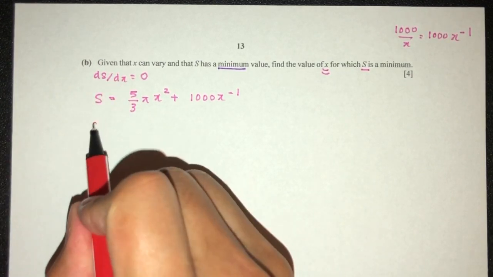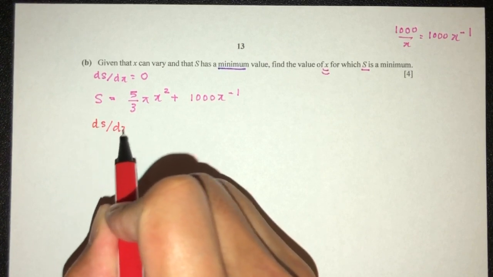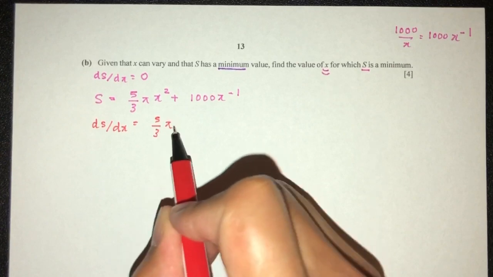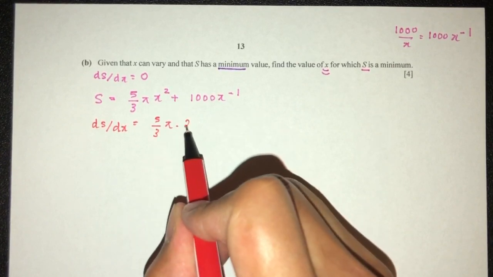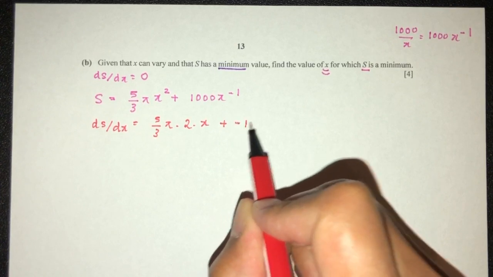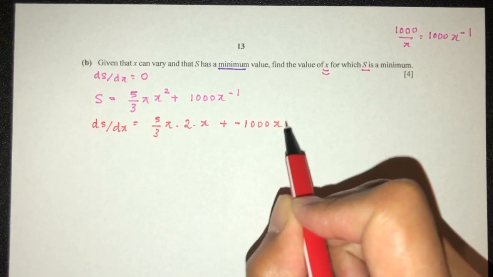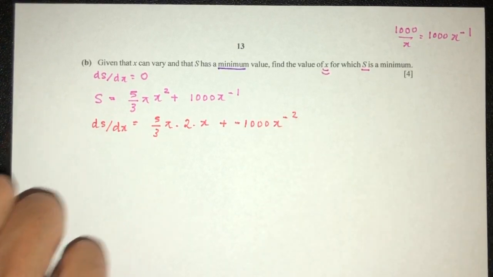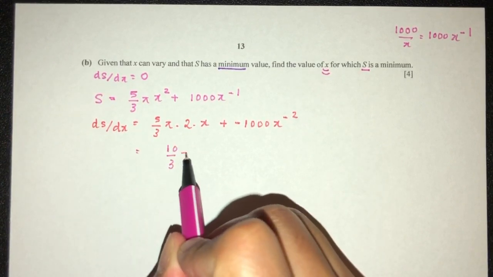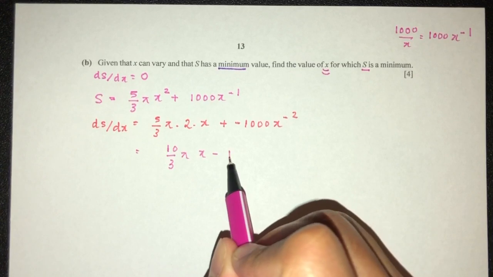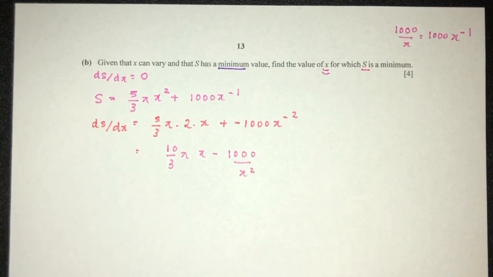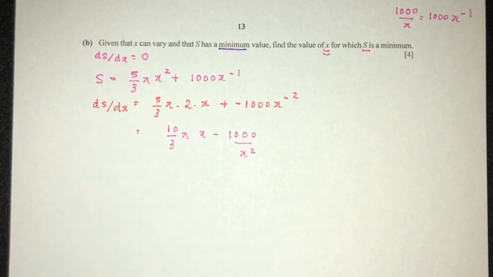So we have to find ds by dx. That will be 5/3, this is just a constant, multiplied by the power, and then minus 1, that will be x. And here, same thing, multiply by the power, that will be minus 1000, then minus 1 to the power. That will become 10/3 pi x minus 1000 over x squared. Now obviously we have to equate the whole thing to 0.